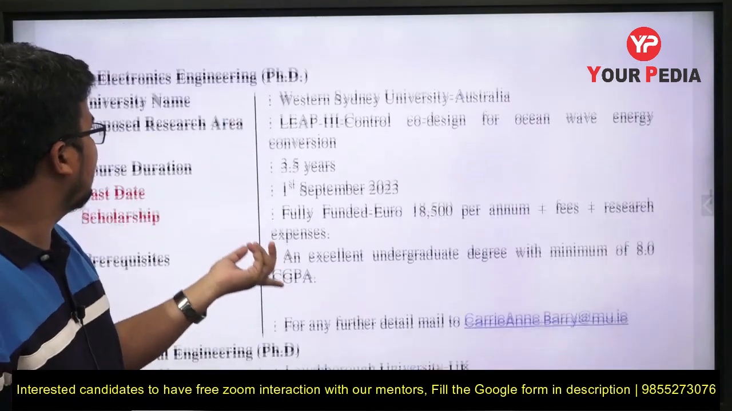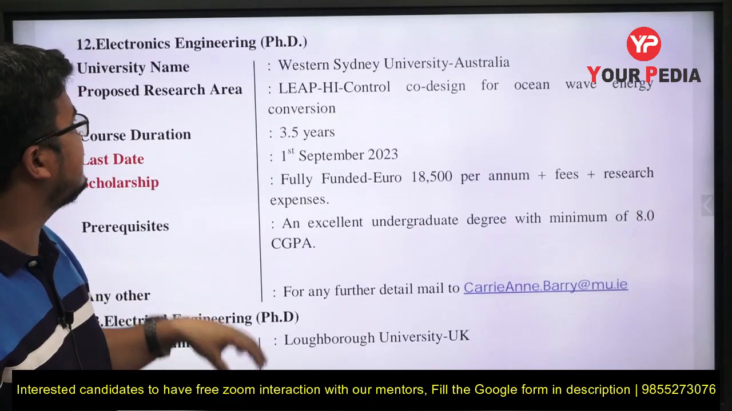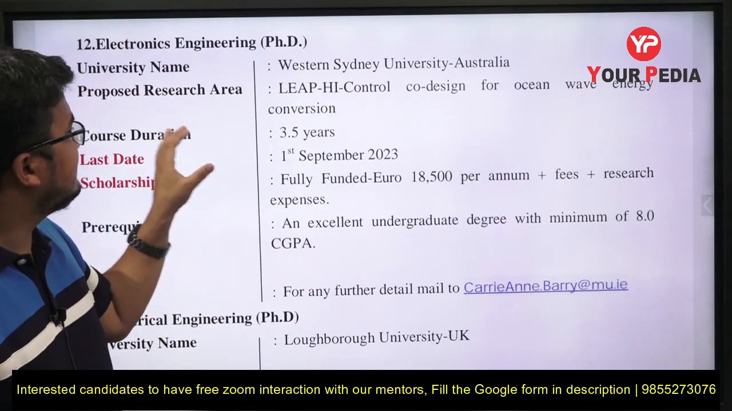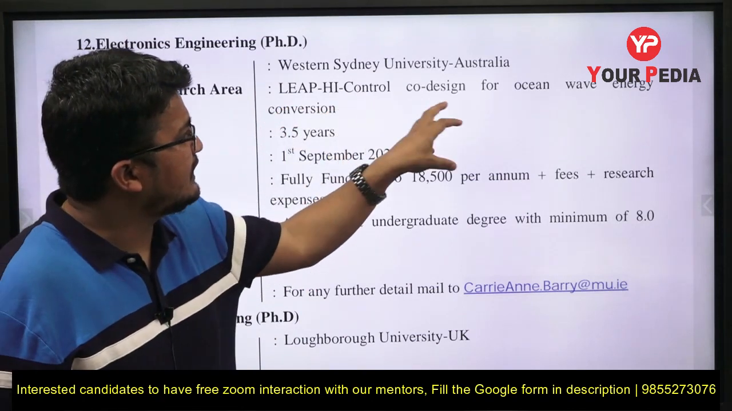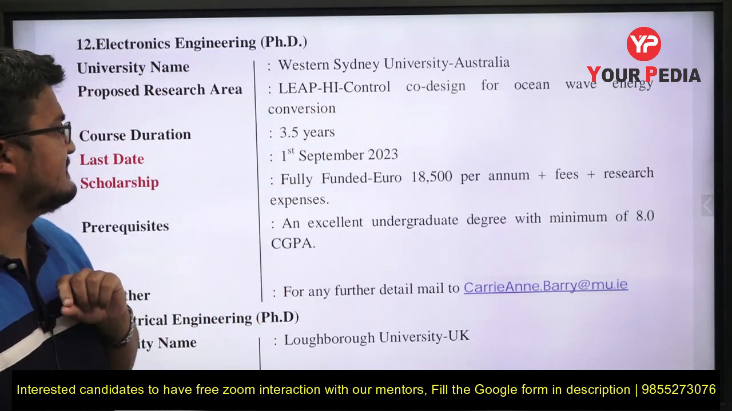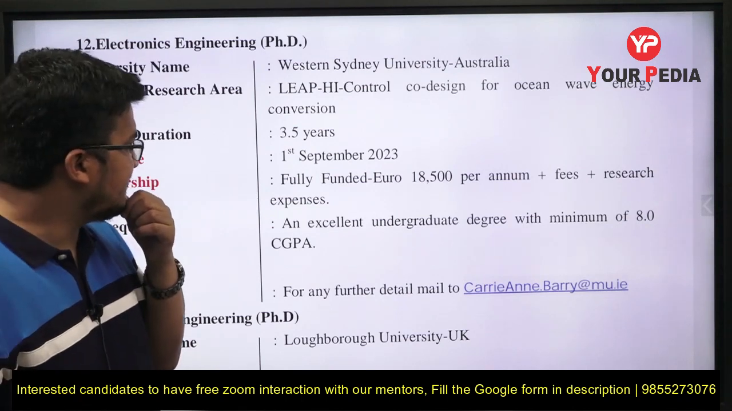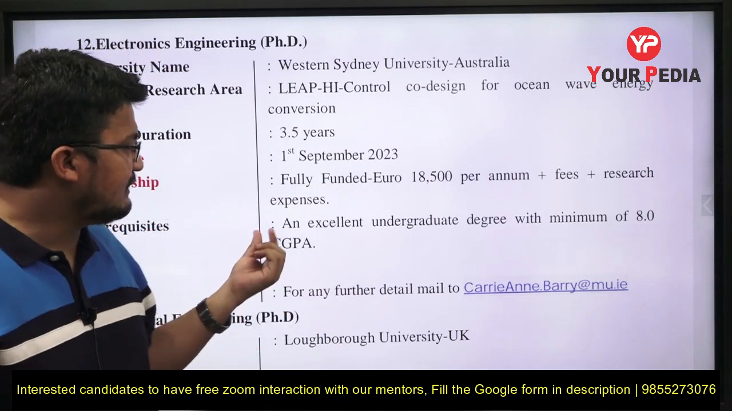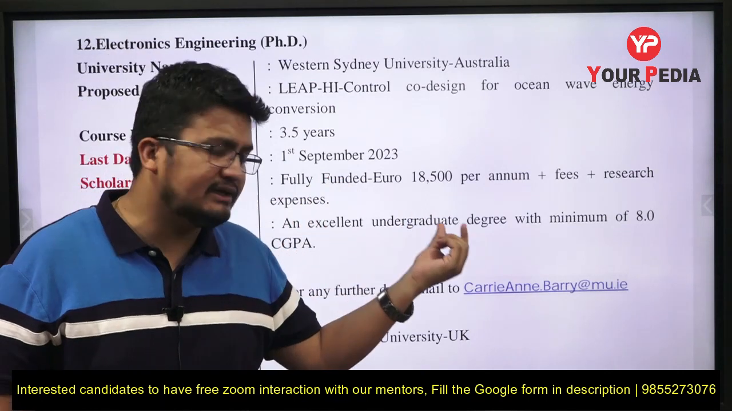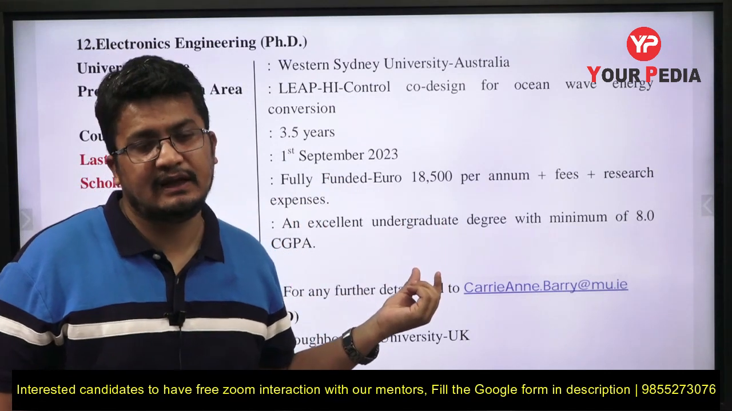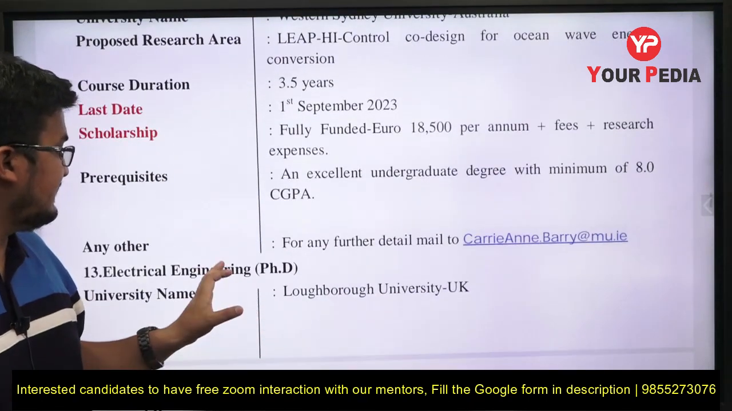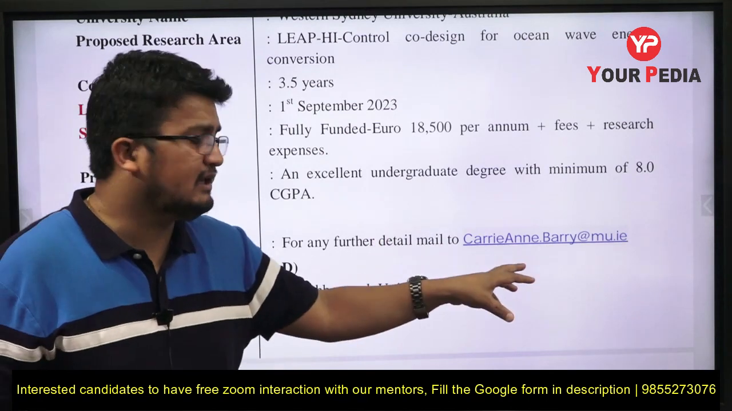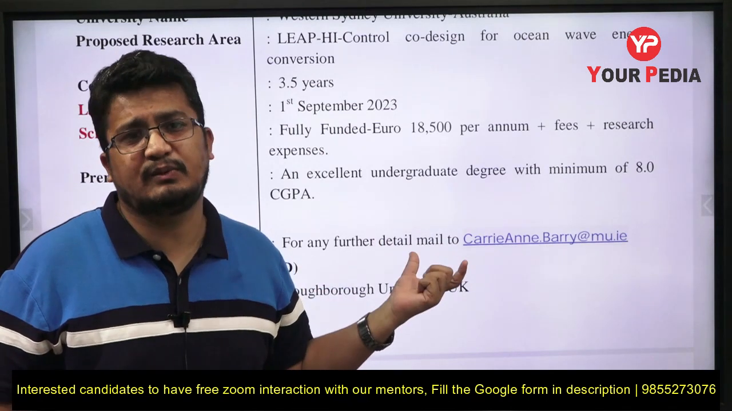Next position we have, again for electronics engineering PhD, is coming up from Western Sydney University, Australia. The research area is Low-Level Control Code Design for Ocean Wave Energy Conversion. Duration again is 3.5 years and the deadline is 1st September. It's a fully funded position and you need an excellent undergraduate degree with a minimum of 8 CGPA. They have also mentioned that you can connect with this person on this email if you want to know more detail about this position, right?